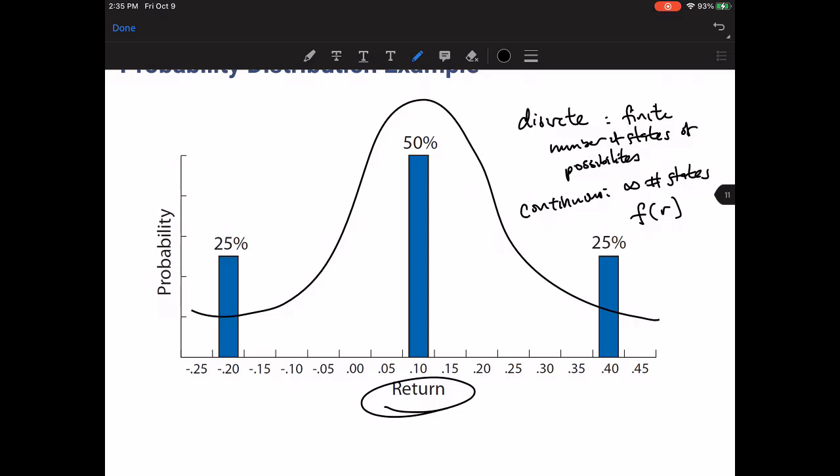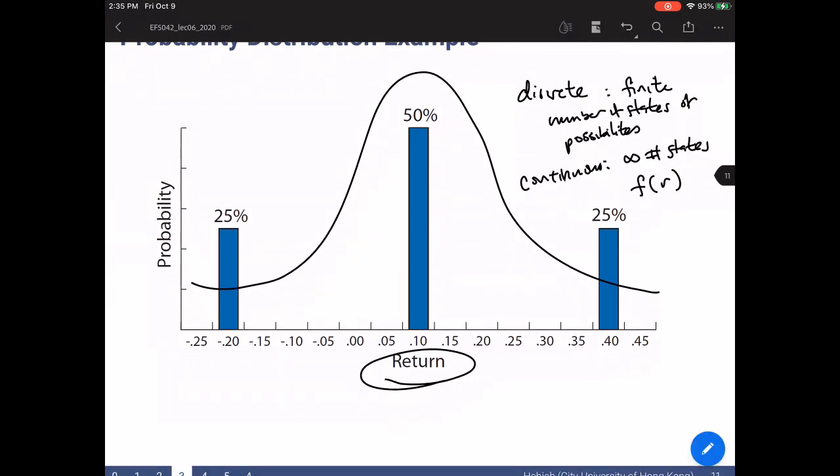But in any case, we won't be discussing that in this class, okay? We won't be defining probability functions here.